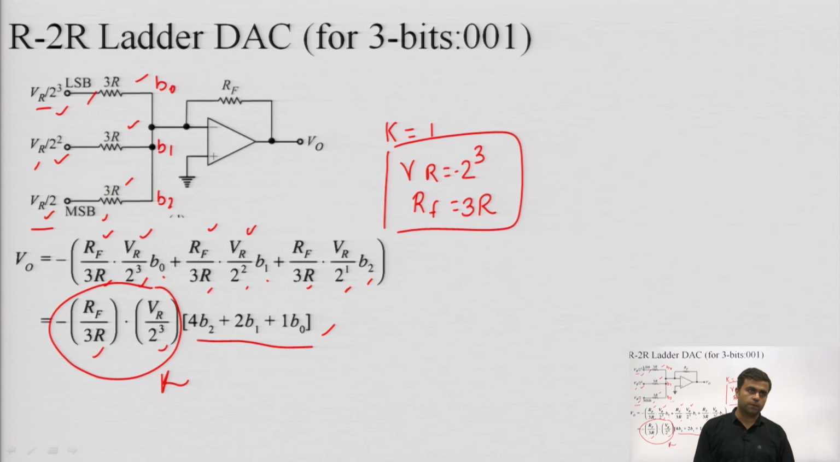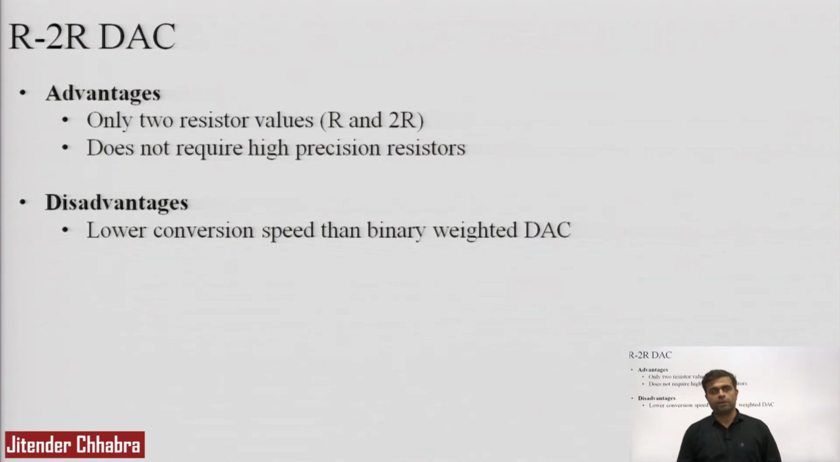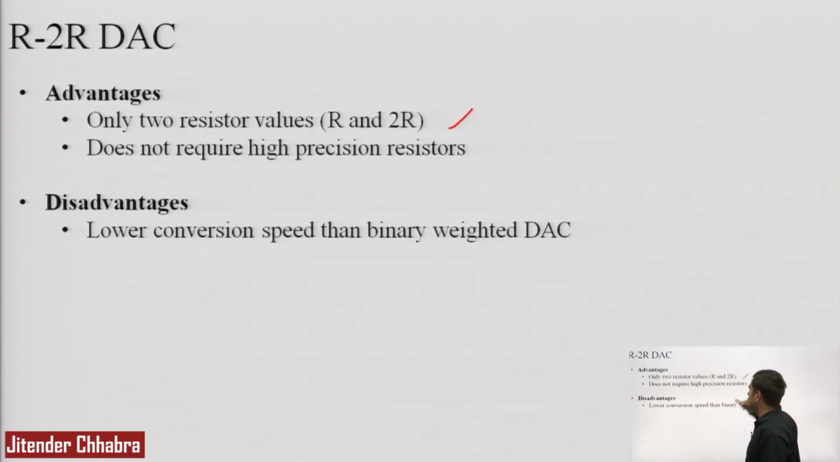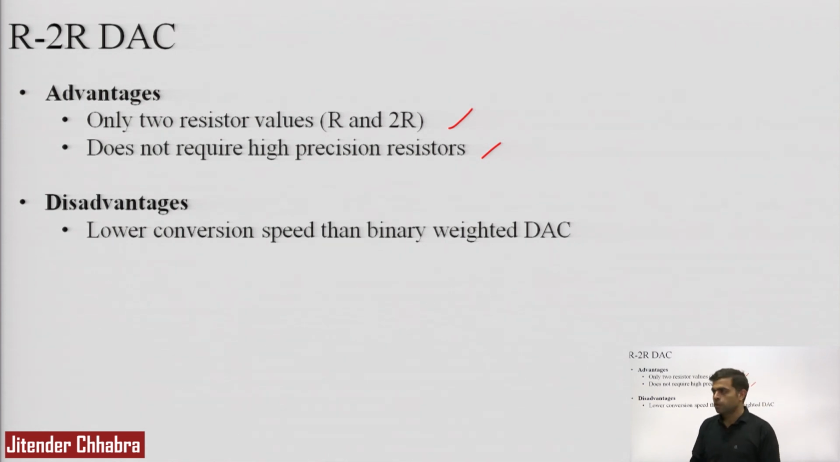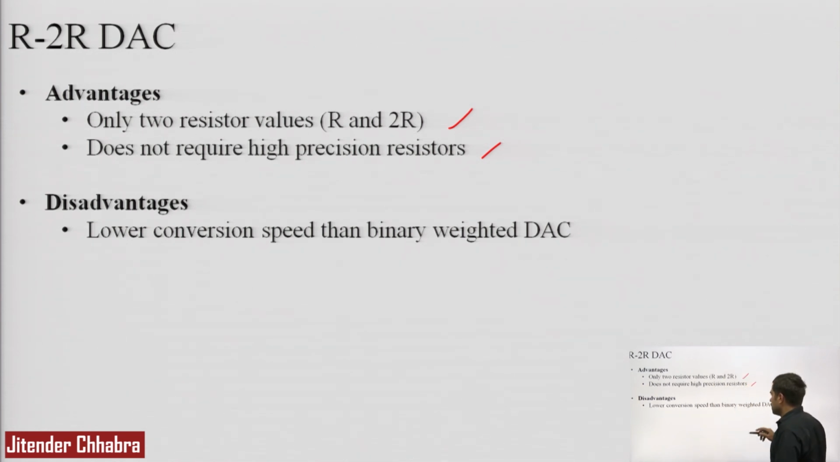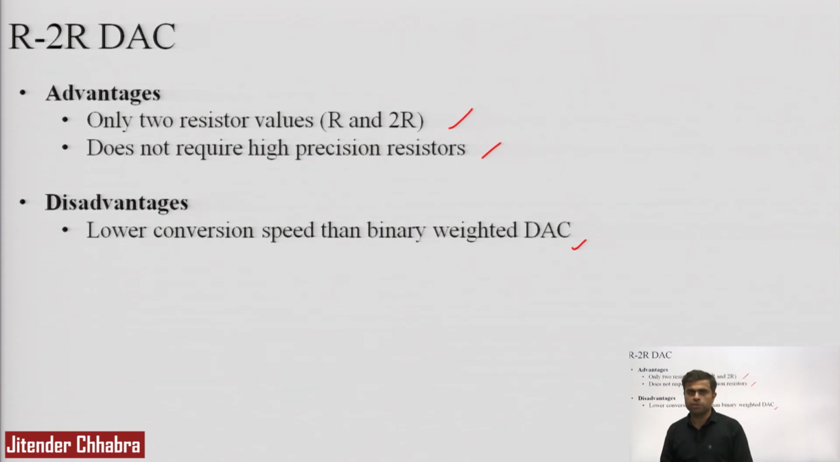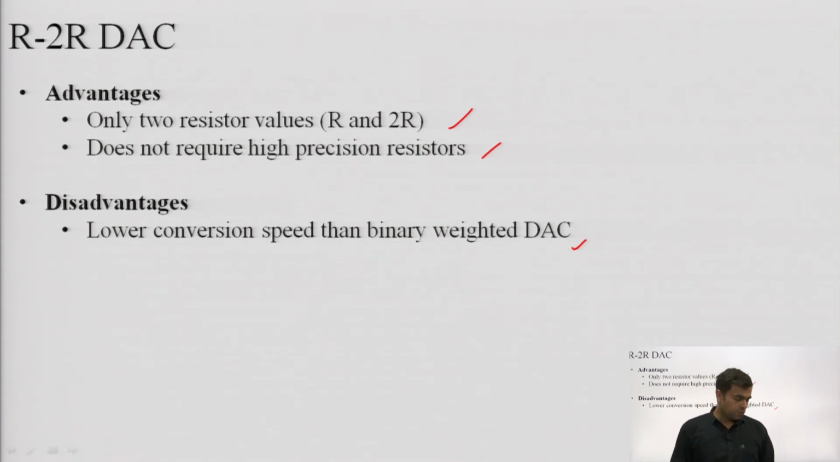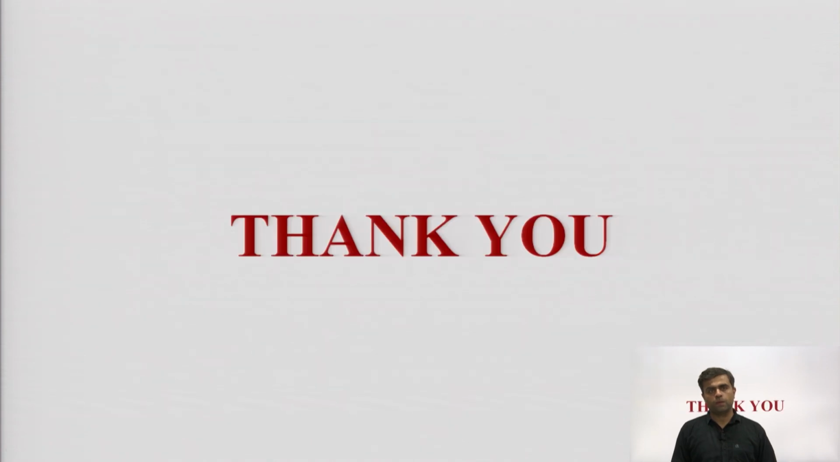In this way it is providing me advantages, as only 2 resistors are used, so there is no constraint of using such a wide range of resistors, and it does not require high precision resistors. So only 2 resistances are there. And then the disadvantage is low conversion speed. The binary weighted resistor process is a bit slower, but we are getting other advantages in the form of relaxed resistor constraints. Okay, so with this we come to the end of the lecture. Thank you very much.